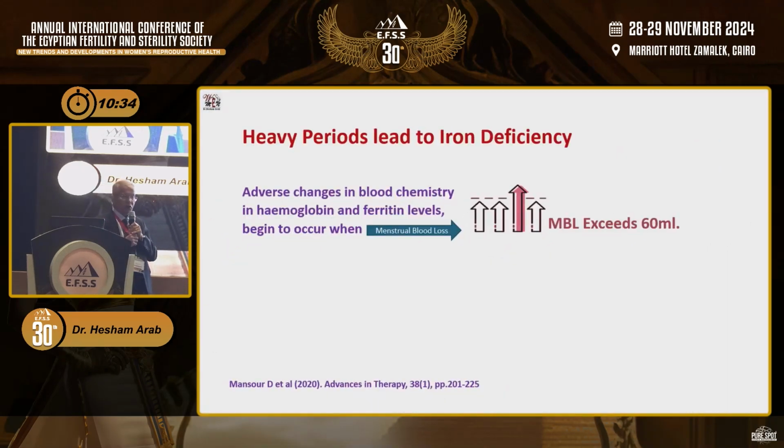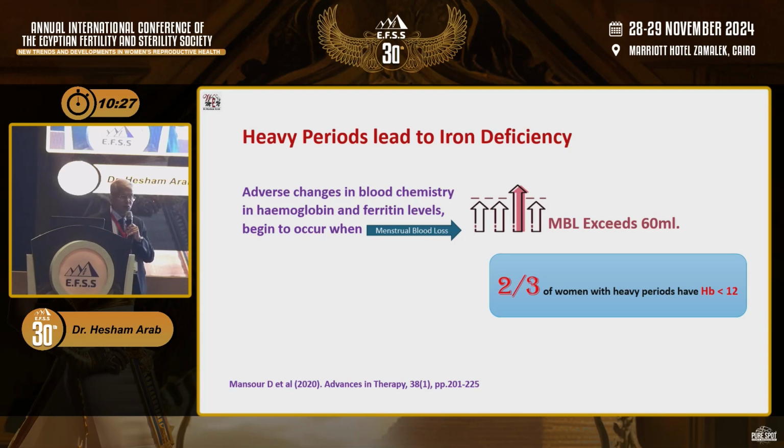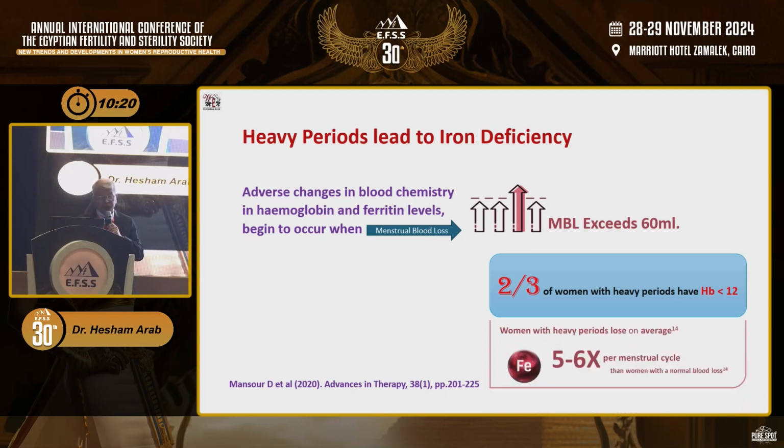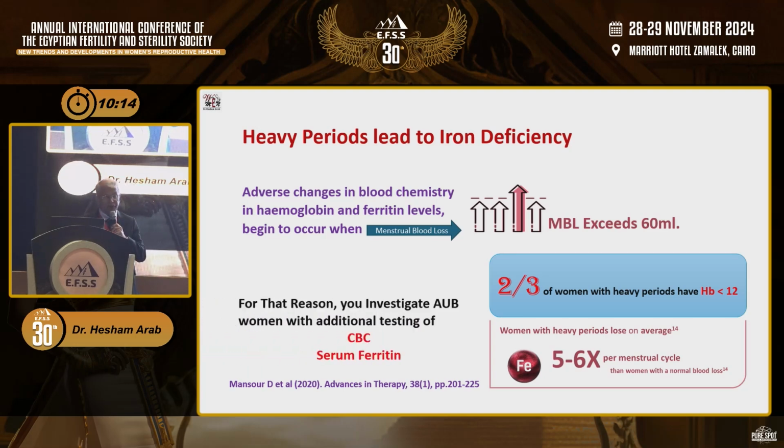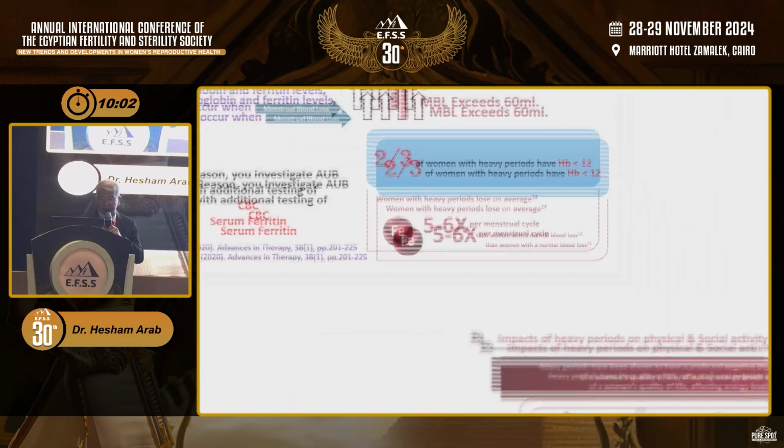Now, we all know that whenever there is a bleed, there is a loss, and there will be anemia. We can see here that two-thirds of women with the heaviest periods have a hemoglobin of less than 12. For that reason, they have been losing iron at about 5 to 6 times the normal. For this reason, one of the recommendations now in our guidelines is to do the CBC and ferritin as a requirement for any patient coming with abnormal uterine bleeding.